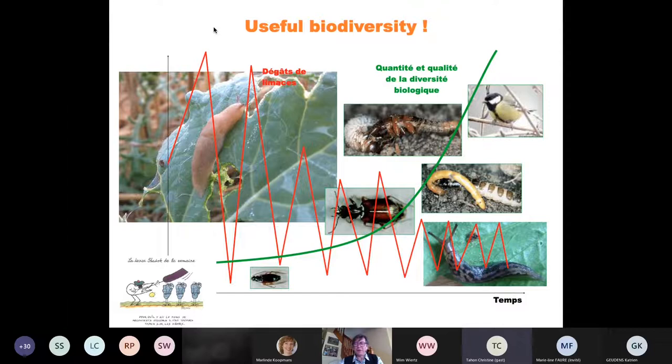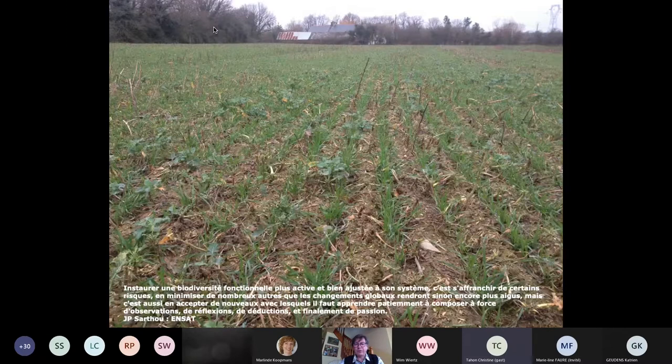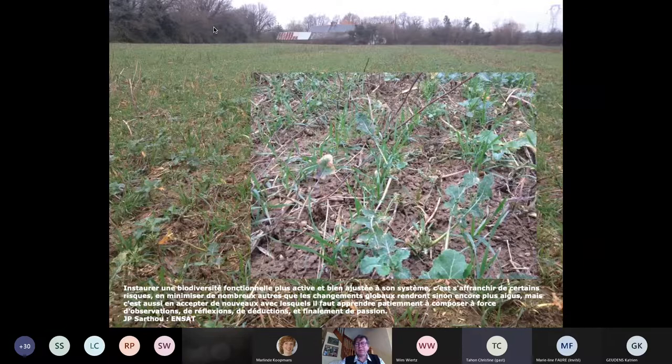And we also found a way to keep some of the cover crop that the slugs like better, like oilseed rape. As you can see in this picture, they are feeding on the volunteer oilseed rape, but not feeding on the wheat, which means that you are safe. You don't have to spray.